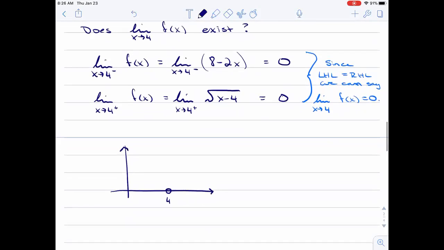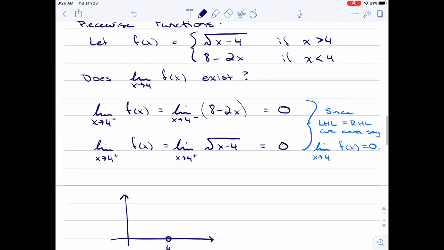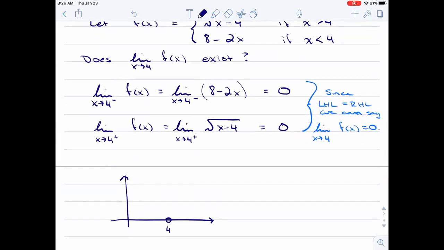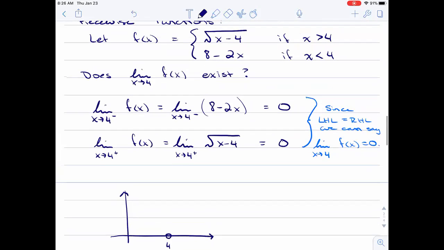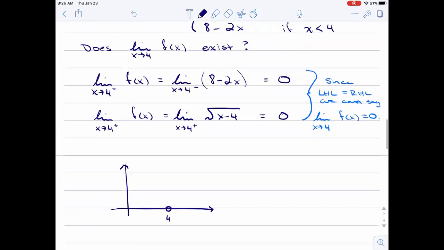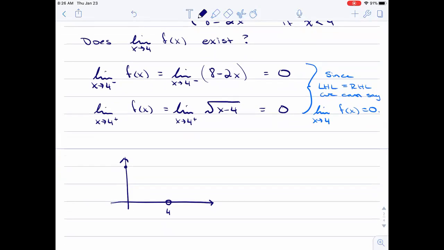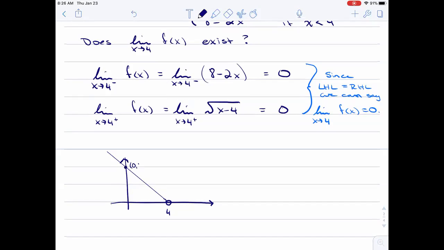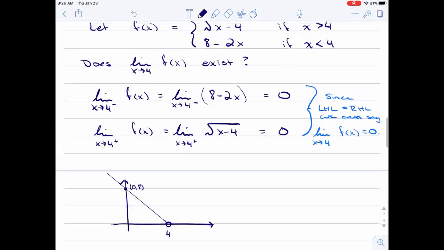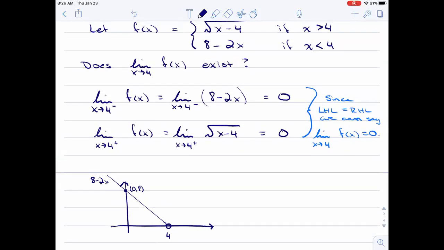So if I plug in x equals 0, for example, just for a convenient other point, remember to graph a straight line, you only need 2 points. Looks like I already have a point on this line, right? And so I need another value of x. Let's plug in x equals 0. Then I get 8 minus 0. So this is 8 minus 2x.